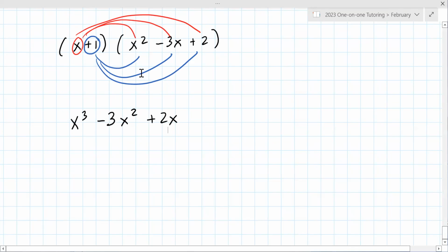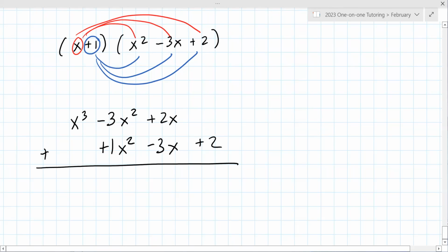Now there's a question of where to put the terms. The first one is 1x squared. I'm going to put that underneath the other x squared because it lines up, because we're going to add these up together. 1 times the minus 3x is minus 3x. I'm going to put it underneath the 2x. 1 times positive 2, put that off to the side here. So you're adding these up. And notice how they're already kind of in the like terms. So this becomes x cubed minus 2x squared minus 1x plus 2, like that.